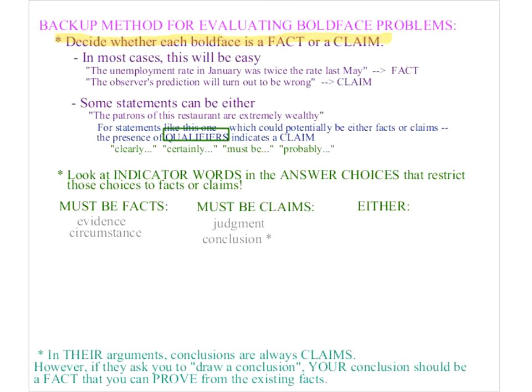I'm giving you guys all the tough ones first. So a consideration can be either one, because a consideration is just something that you consider in making an argument. You might consider things that are facts, but you might consider claims as well. So considerations can be either. Okay. Let me give you a couple more. Findings have to be facts.